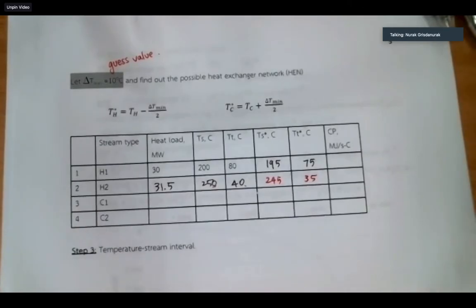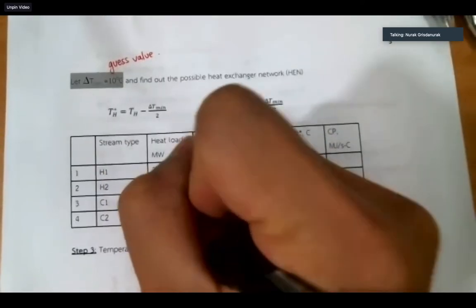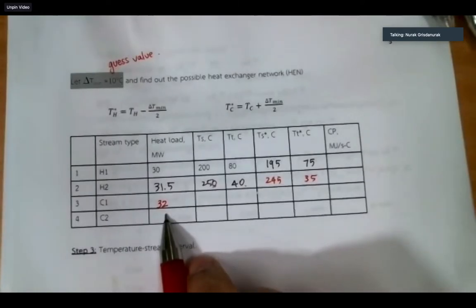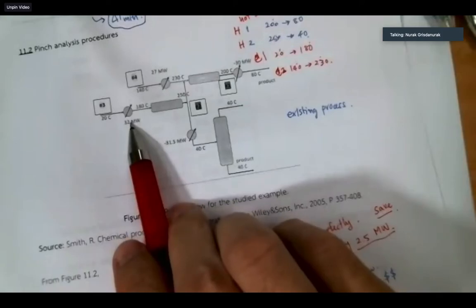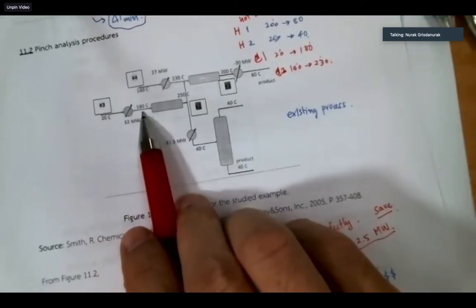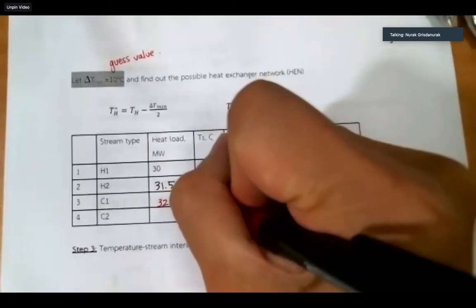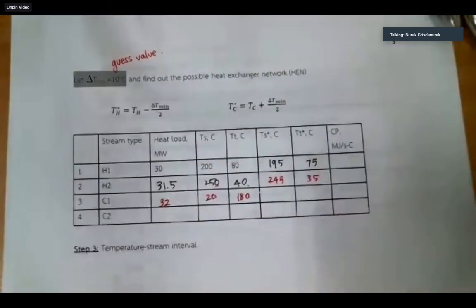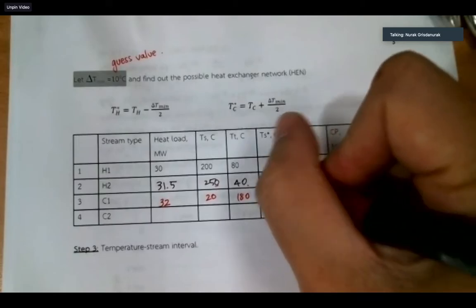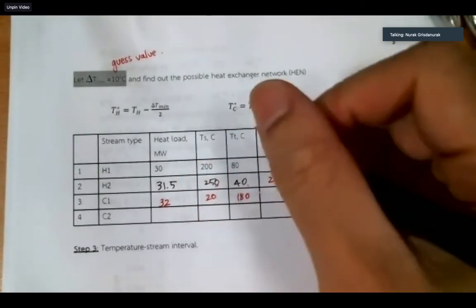How about cold? Cold number 3, right? It is 32, right? 32 from 20 to 180. After the adjustment, I have to add 5 more degrees Celsius.